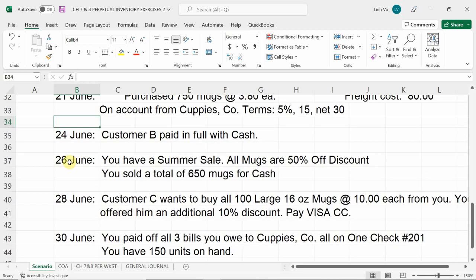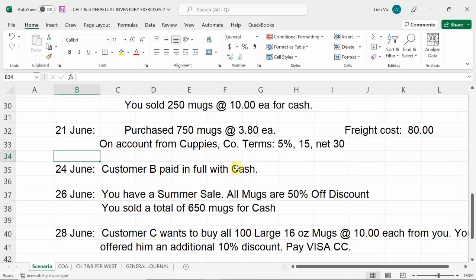So then on the 26th of June, you have a summer sale. All mugs are 50% off discount. And you sold a total of 650 mugs for cash. You have a summer sale. All mugs are 50% off, and you sold all 650 mugs for cash.